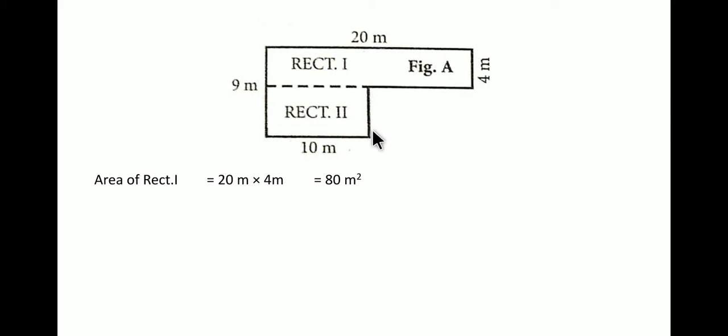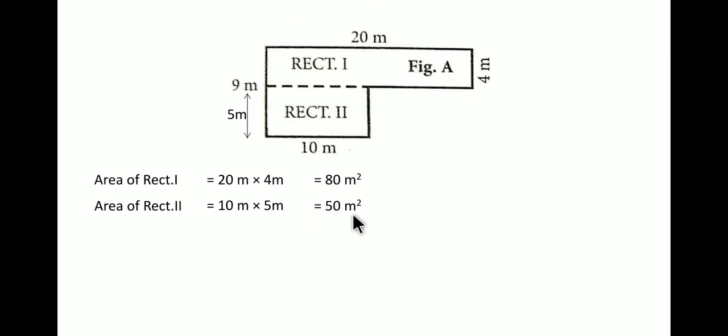Now for rectangle 2, its width or breadth is not given. This 9 meters is the breadth of the entire thing from here to here. And if this is 4 meters, that means this is also 4 meters. Then this portion will be equal to 9 minus 4, which is 5 meters. And this portion is 10 meters, as given here. So the area of rectangle 2 can be obtained by multiplying 10 meters into 5 meters, which is equal to 50 meter squared.